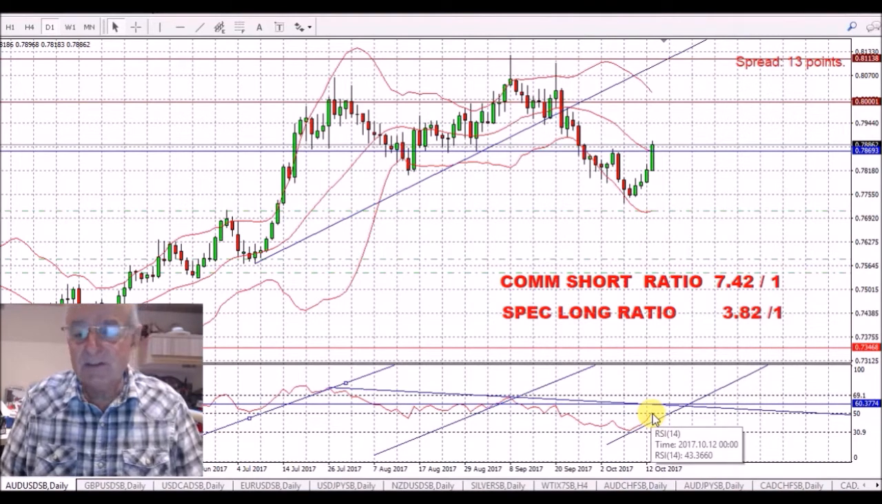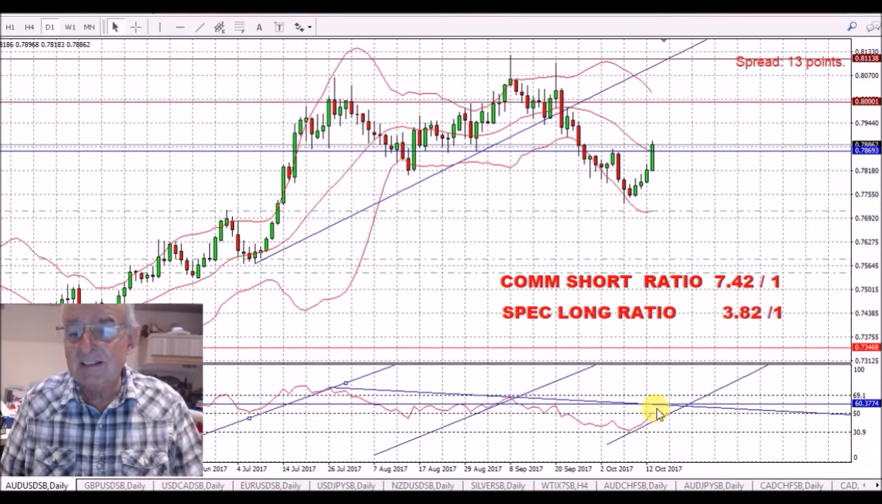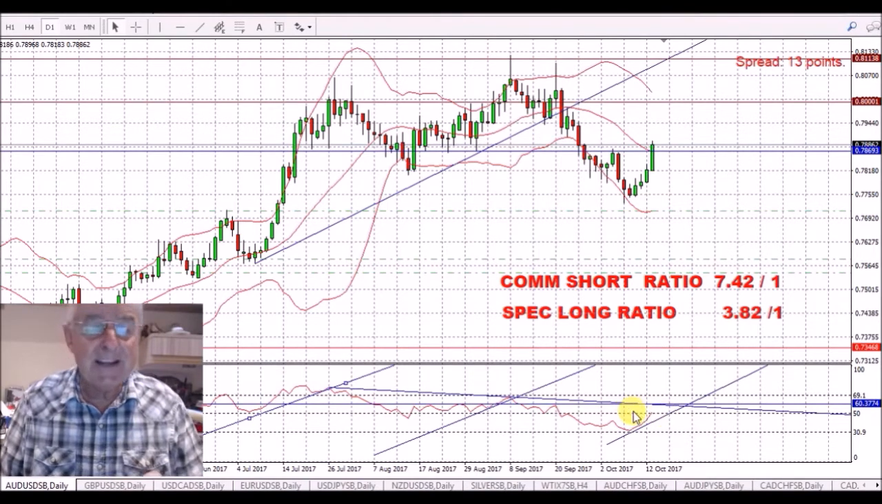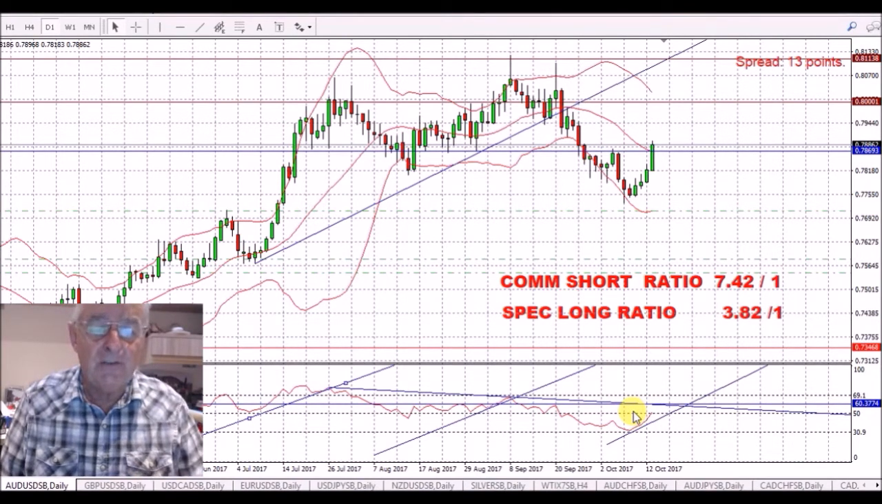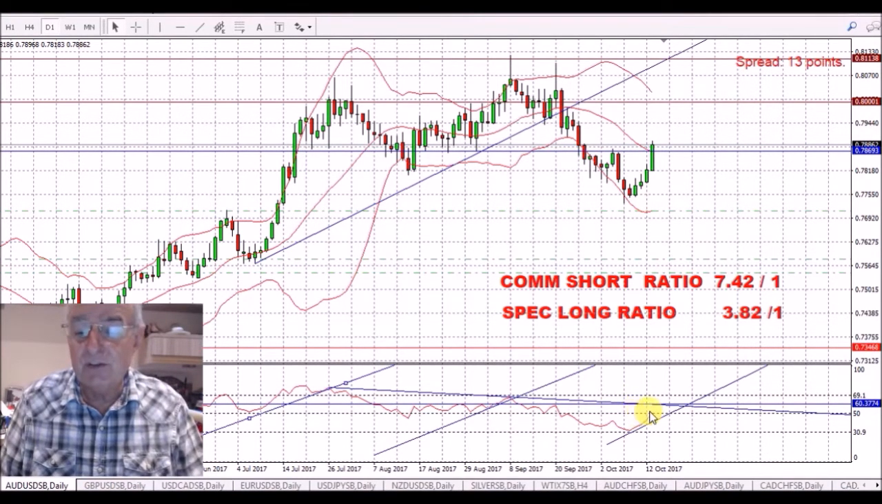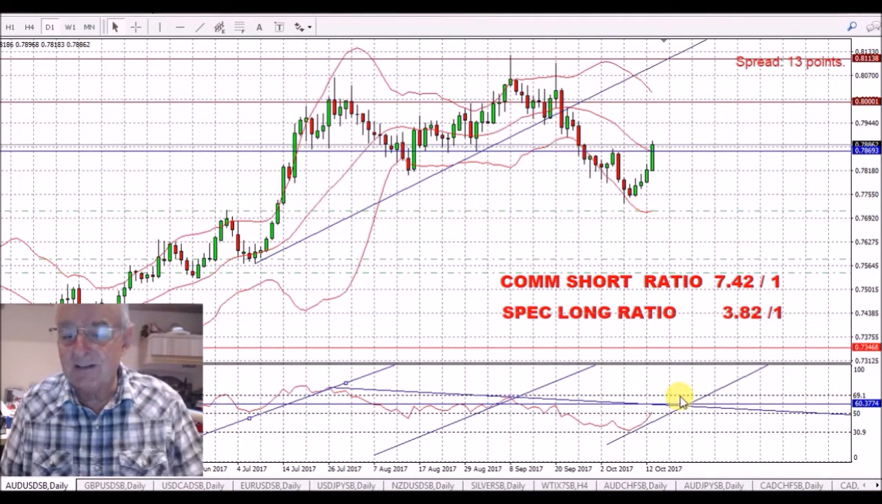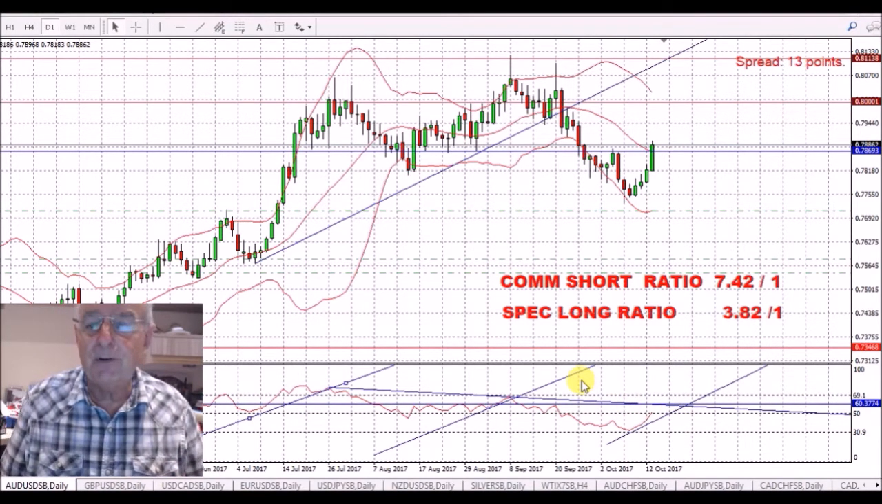and quite recently we've had a rise in the price of the Australian dollar, which is just going through the 50 here, and I'm expecting it to turn back down and cut through the trend line, which will give us another sell signal, because we have an extreme position of short the commercials and long the non-commercials on the Commitment of Traders report, and this should be quite a long sustained downward trend, which is always very profitable.